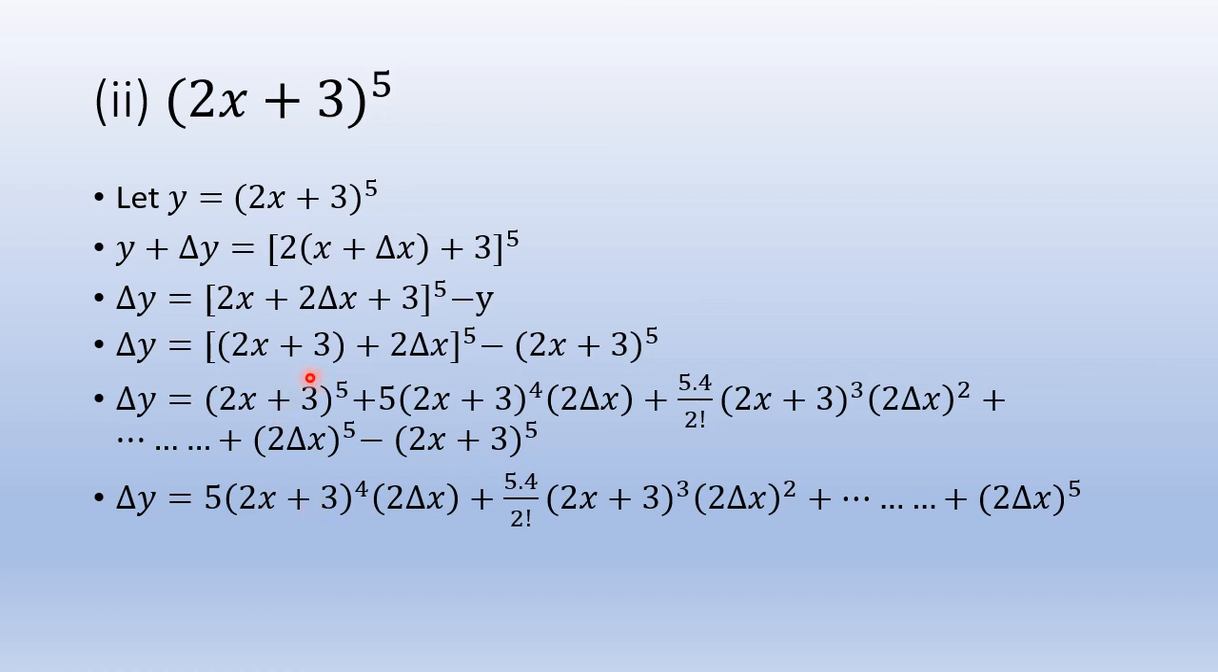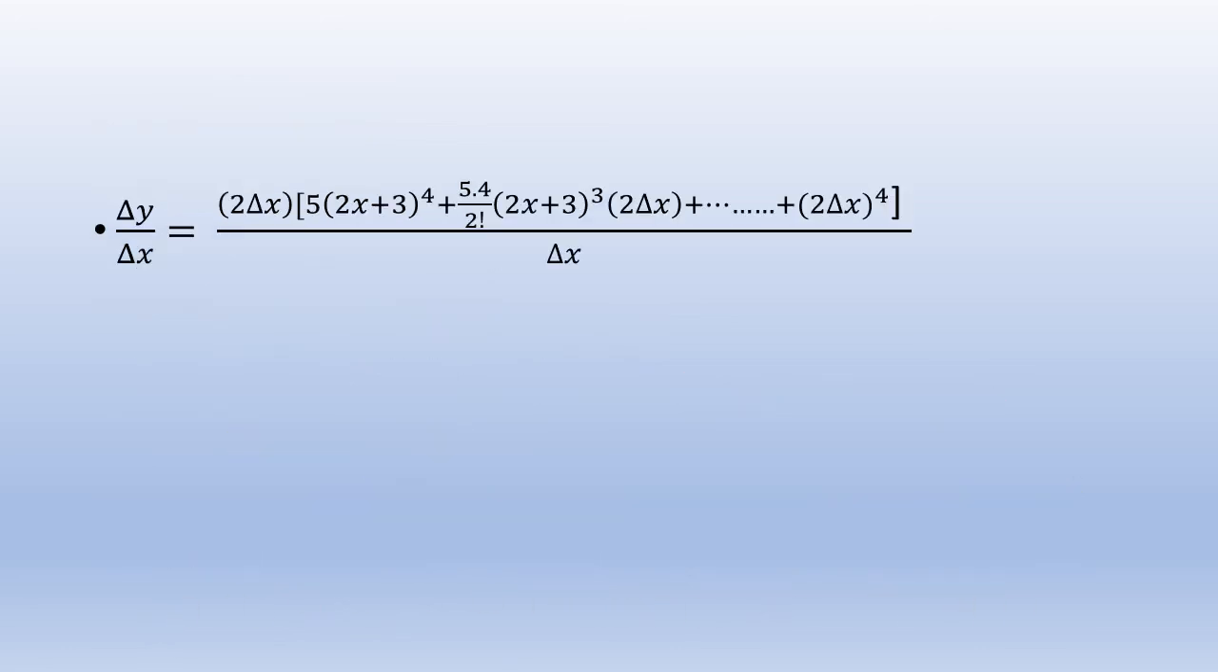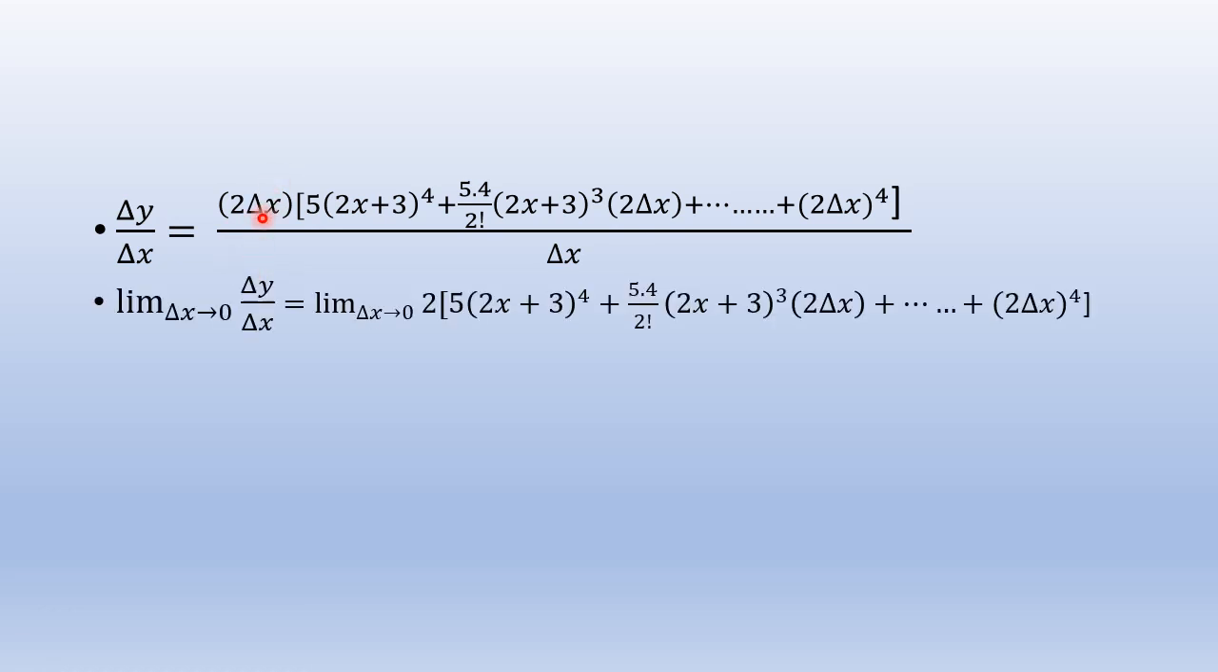Next, these two terms got cancelled, and you can see we have got 2 del x in every term. Take this 2 del x common and you will get this thing. Go to the next step. What is the next step? Divide both sides by del x, and then we are left with this thing. This del x got cancelled. So we go for the next step.